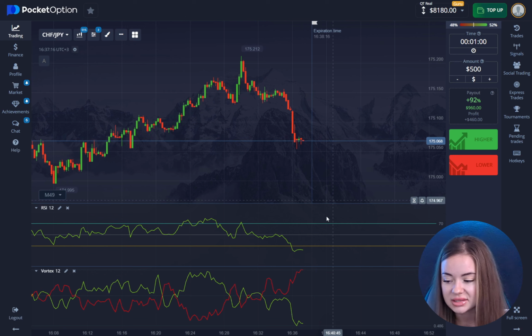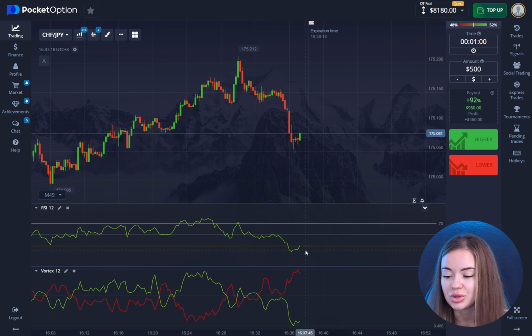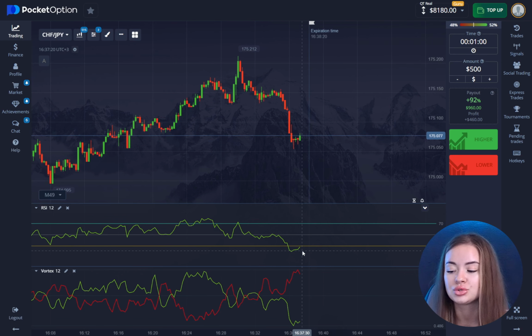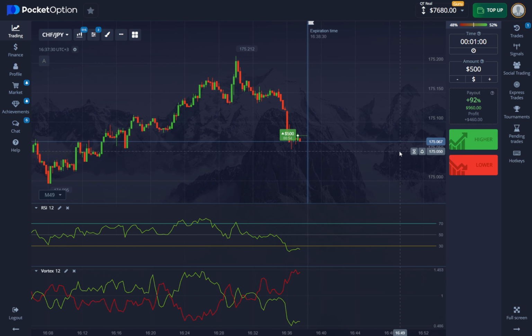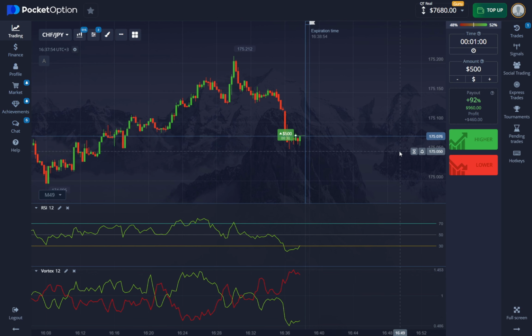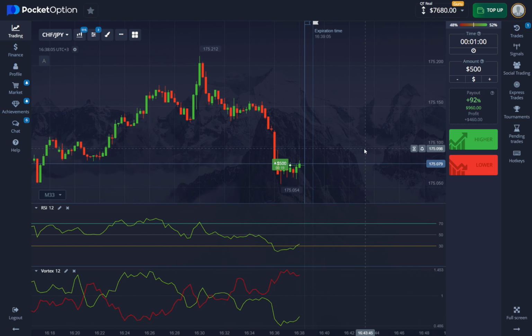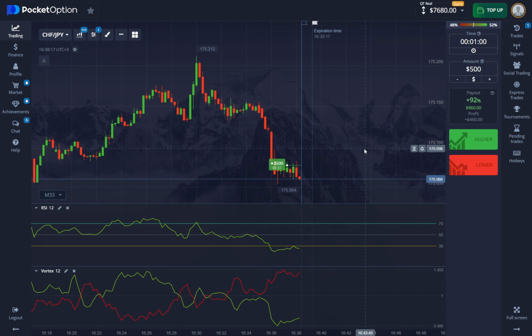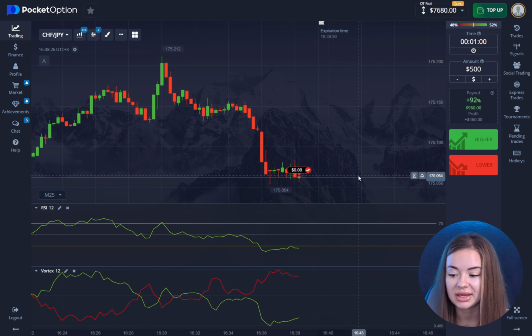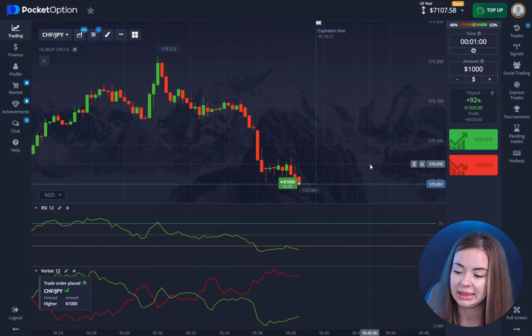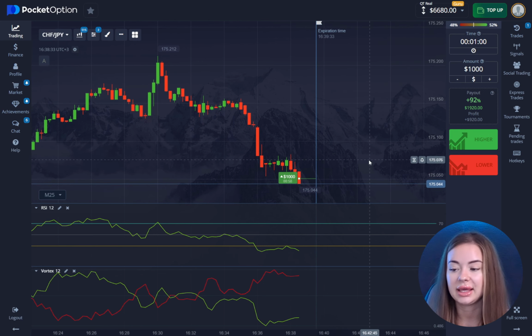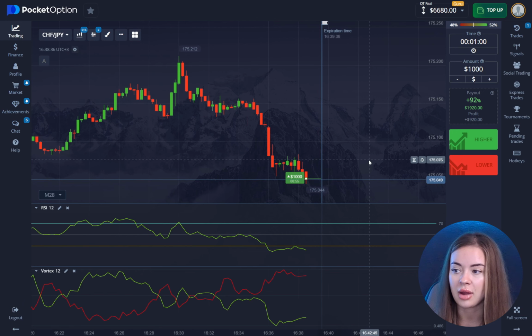We see the RSI is heading upwards, exiting the oversold zone, which could signal an up trade. We also see the Vortex lines seem to have peaked and are about to converge. I open an up trade. The trade resulted in a loss, but my previous analysis remains valid. Using the Martingale method, I open another up trade for $1,000.